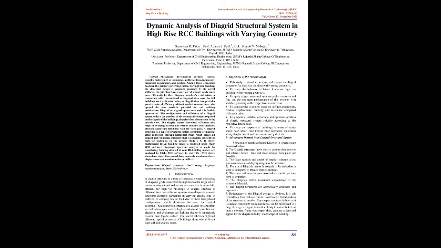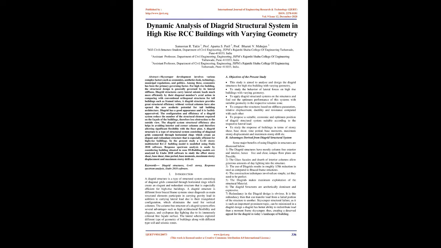Diagrid structures carry lateral seismic loads much more efficiently by their diagonal members' axial action in comparison with conventional orthogonal structures for tall buildings such as frame tubes. A diagrid structure provides great structural efficiency without vertical columns, which has also opened a new aesthetic potential for tall building architecture. Diagrid has a good appearance and is easily perceived.